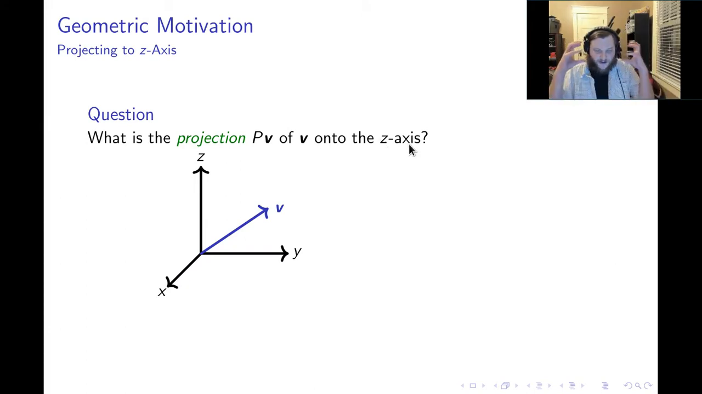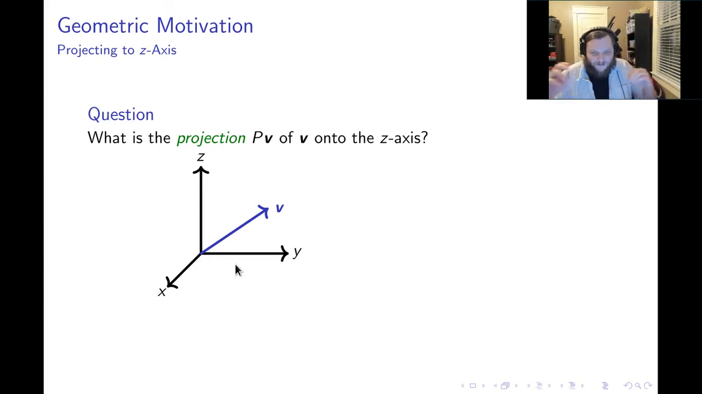So I want you to think about this problem in your head for a moment before we say what I think this should mean. We're asking, what is the projection of this vector v in 3 dimensions that we see onto the z-axis? Normally I pose this question to the class if we're hanging out together. And I've heard a lot of really good answers from students over the years.